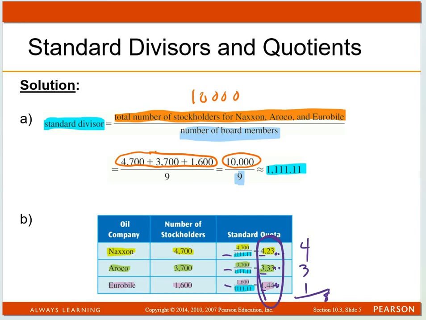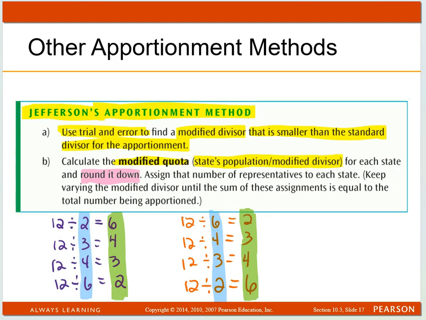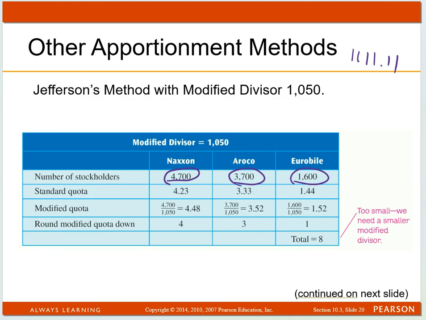Remember, where's that slide that I did it on? Right here. There it is. If you want your answers here to get bigger, then what you're dividing by has to get smaller. So, where's that slide? Right here. So it says Jefferson, I'm going to go with pink again. Jefferson's method with the modified divisor of 1,050. Now you might be asking yourself, April, why 1,050? Why not 1,100? I don't know.